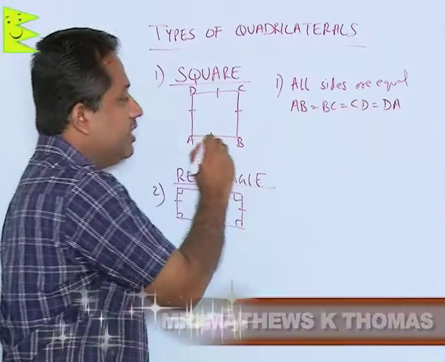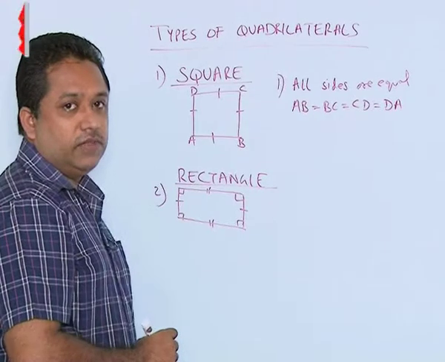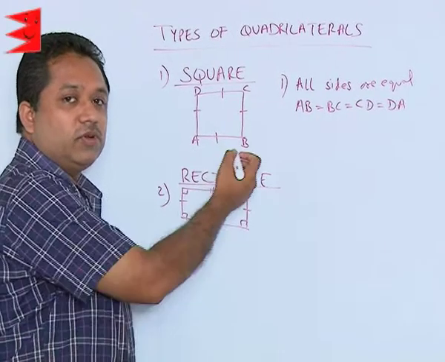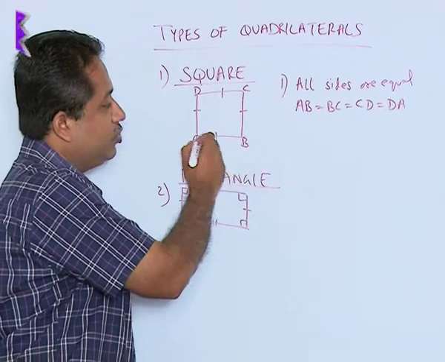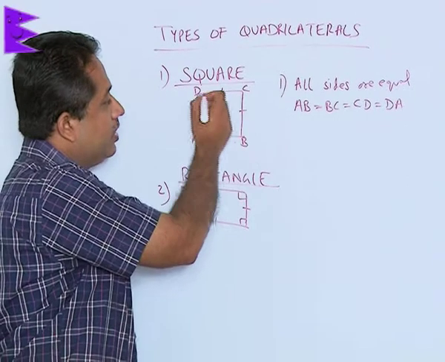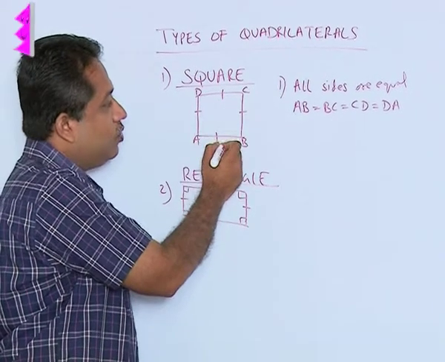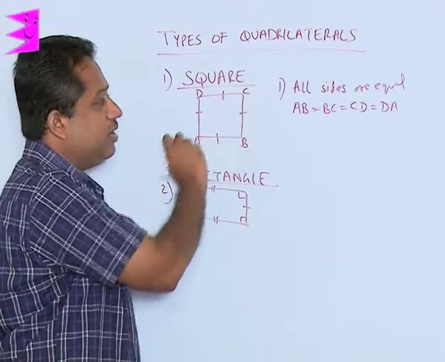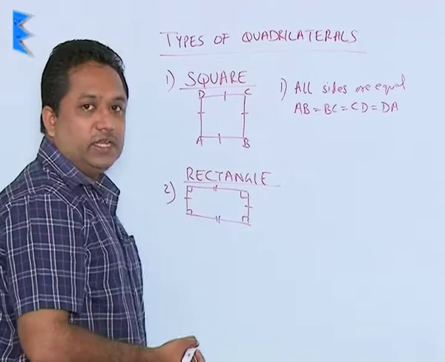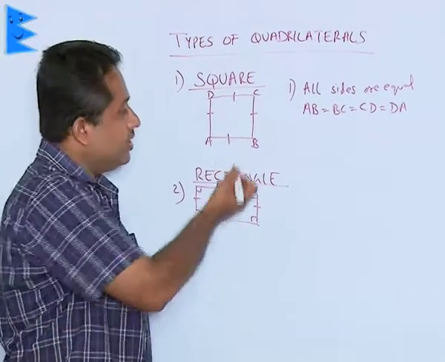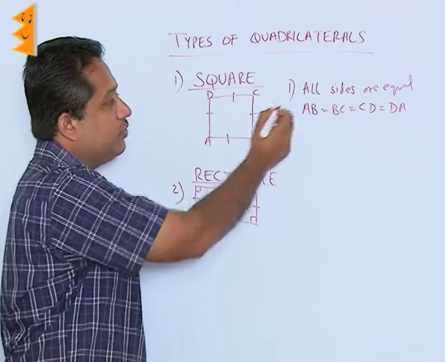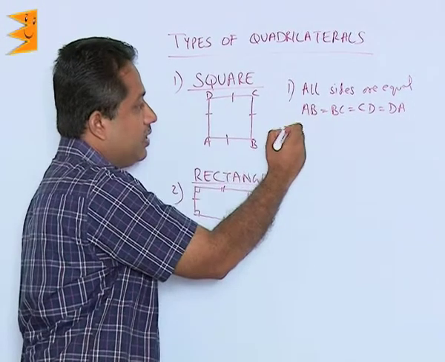So, if one side is given as 2 centimeter, then we can say that all the other sides will also be 2 centimeter. So, it can be given that AB is 2, find out BC or CD or DA. So, it is a very direct easy question that since one side is 2, all the other sides will be 2. So, first property, all sides are equal.